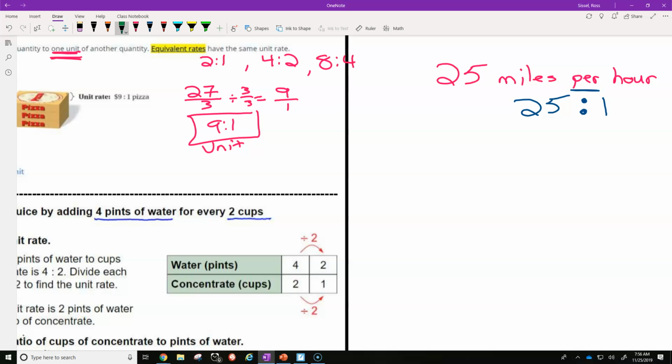We could set this up a number of ways. You guys have learned how we could set up a ratio table. We could do that. I could set up underneath. I want to know how many miles in 3 hours. I went 3 hours. 1 to 3, we times by 3. So I do 25 times 3, which is 75 miles. Okay?